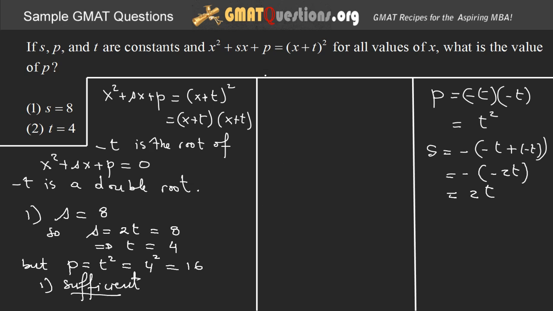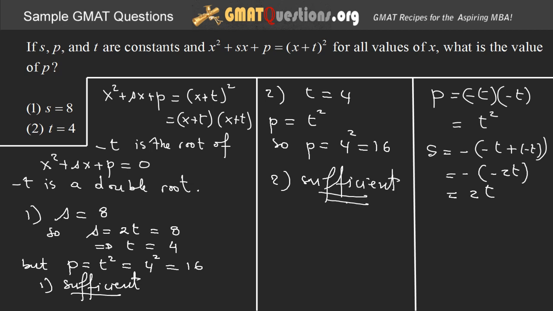Number 2, we are given that t is equal to 4. This one looks like it's going to be easier. P is equal to t squared. We've demonstrated that from what we have here, that p has to be t squared, as you can see here. So p is equal to 4 squared equals 16, just like here. Number 2 is sufficient as well.